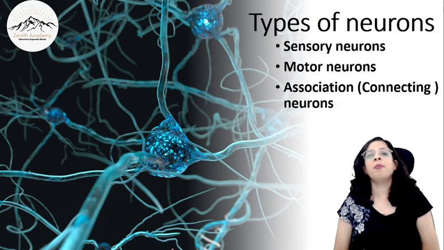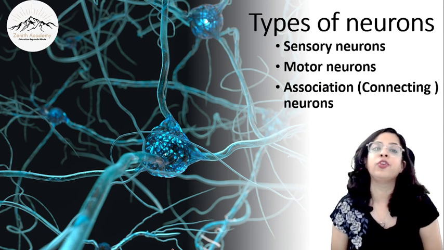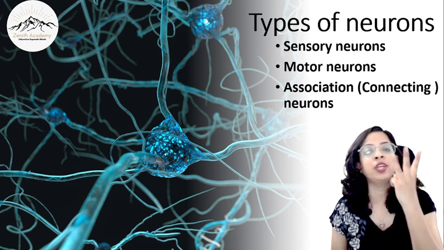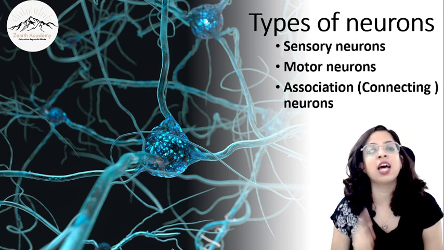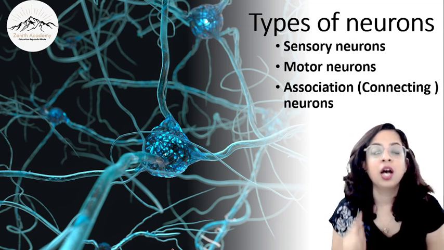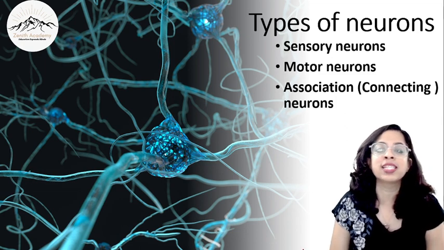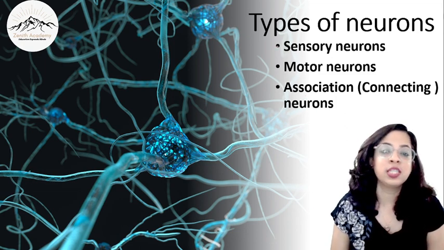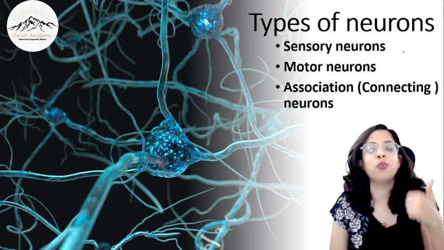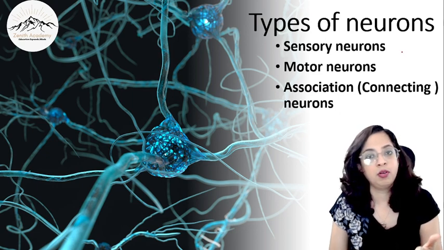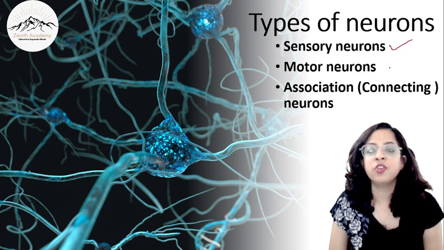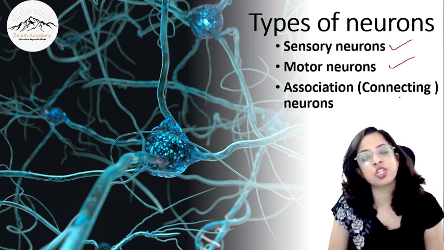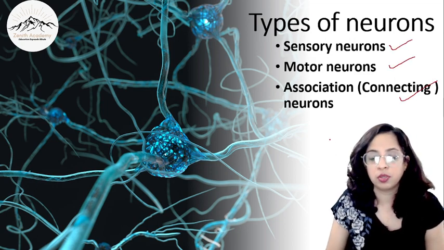Now let's talk about different types of neurons. So children, there are three types of neurons: sensory neurons, motor neurons, and association neurons. Association neurons are also known as connecting neurons. So in CBSE books, you will see sensory, motor, and connecting. It is known as interconnecting neurons also. So sensory neurons, motor neurons, association or connecting neurons, right?